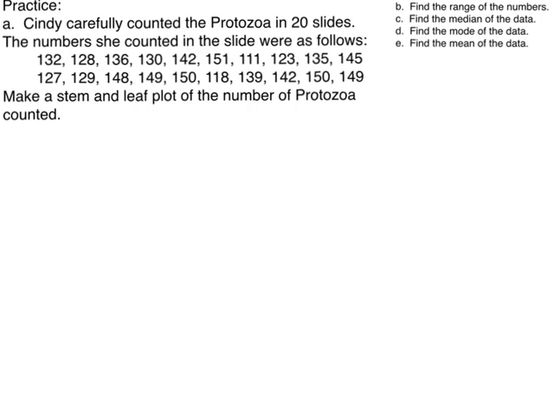All right, so these bar graphs that we've called them in the past are now called histograms, and they take the same information that you had on the stem and leaf plot and make more of a chart or a graph out of it. Your practice problem says Cindy carefully counted the protozoa in 20 slides, and here are the numbers on the slides that she counted. So we're going to make a stem and leaf plot of the number of protozoa counted.